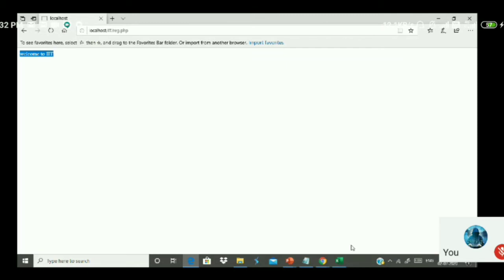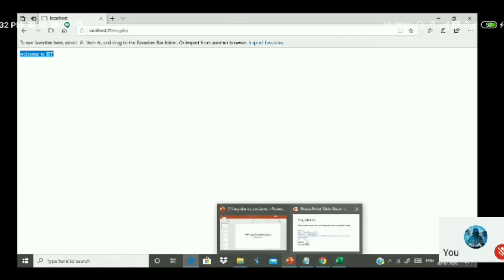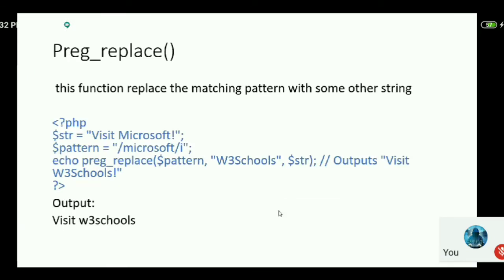Any doubts in this? No, sir. Okay. So we have learned about three functions. One is preg_match, another is preg_match_all, and the third is called preg_replace. That means if the match is found, it will be replaced by the corresponding string.